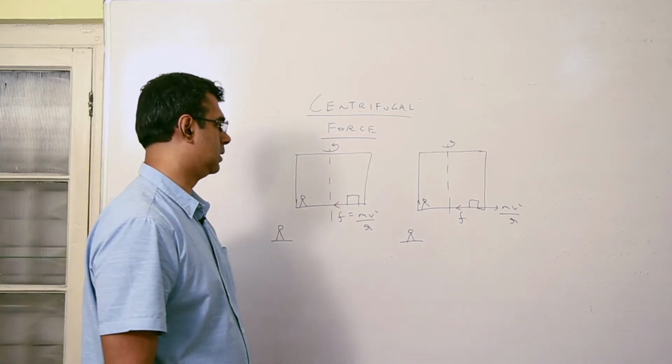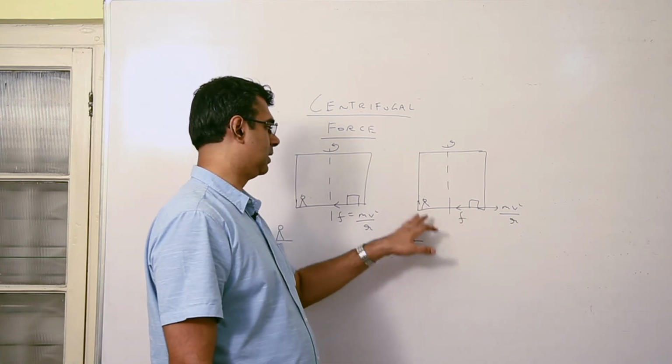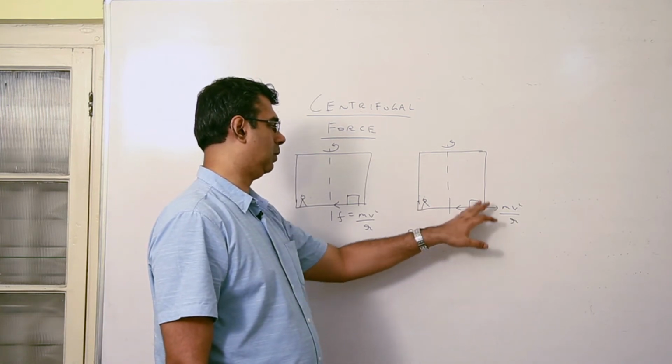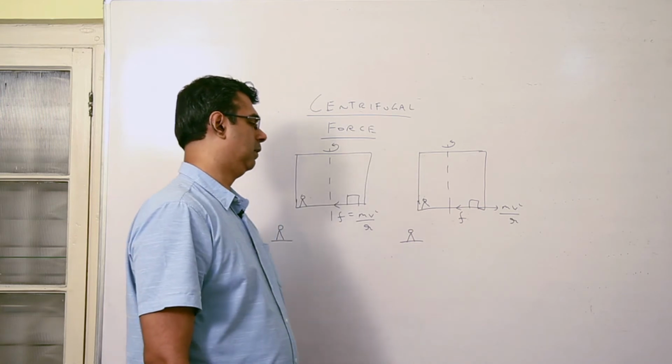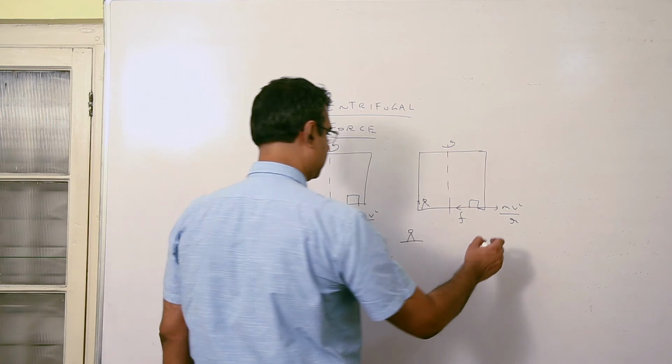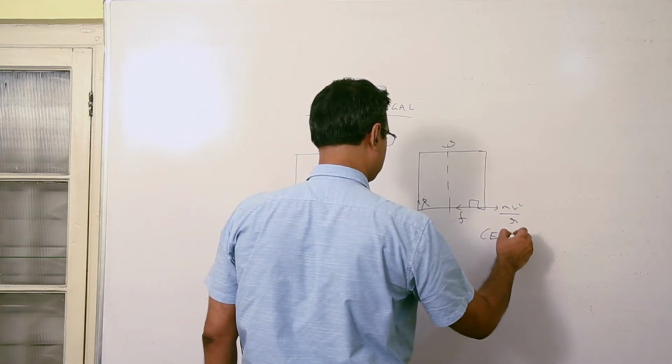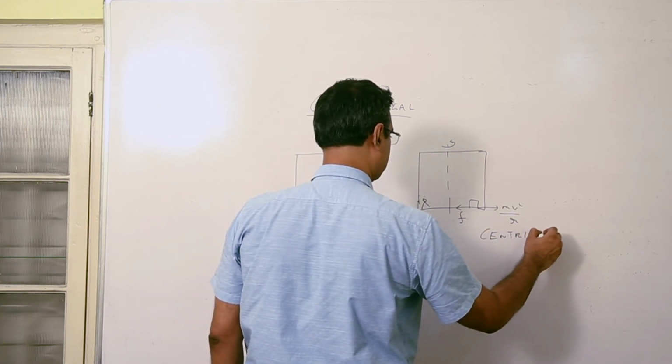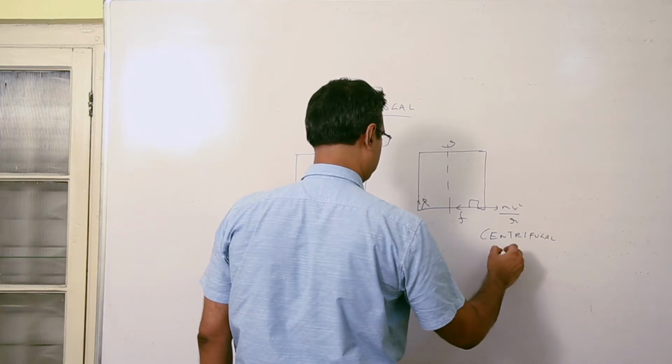But when you discuss this box from the point of view of the person inside the drum, we say that the box is in equilibrium because friction and pseudo force are acting equal and opposite. This pseudo force is called centrifugal force.